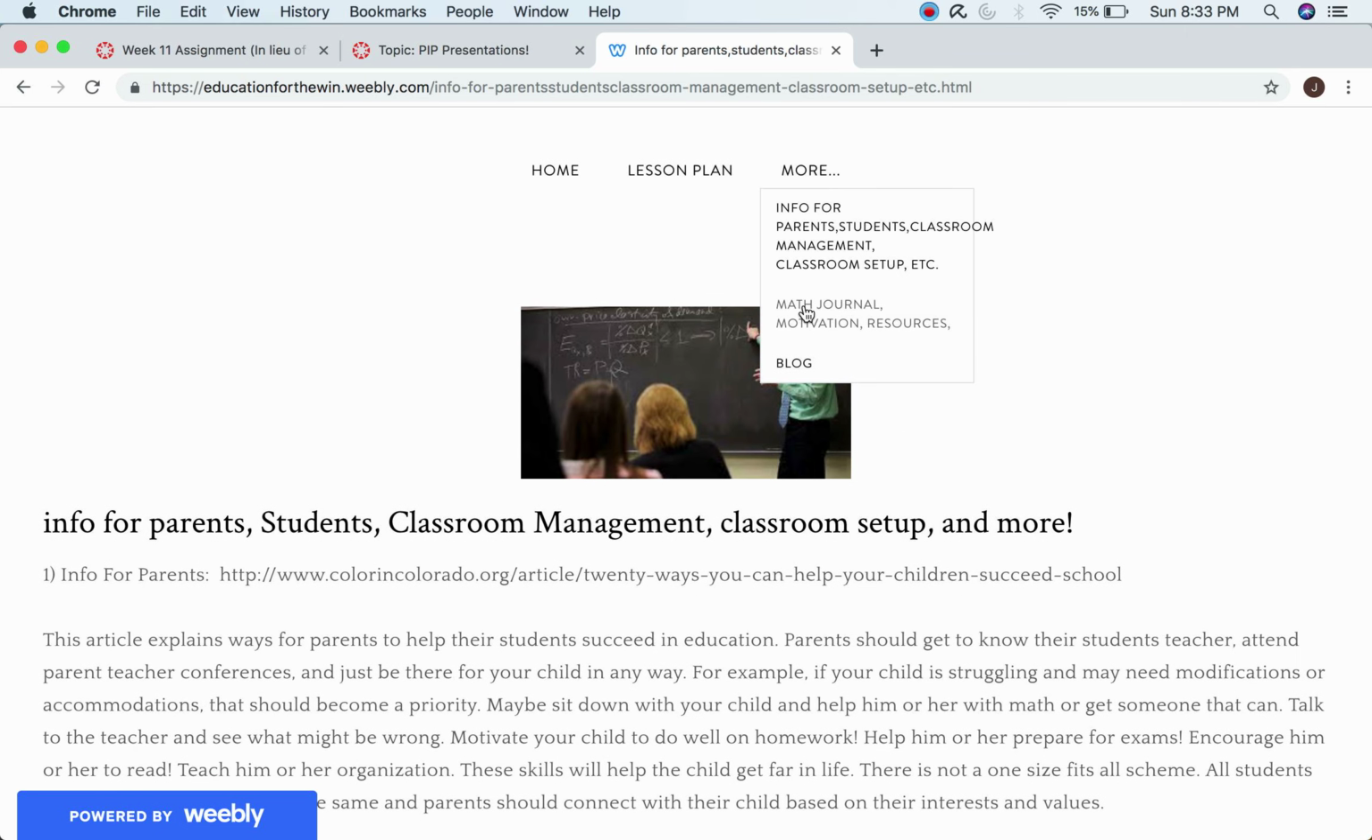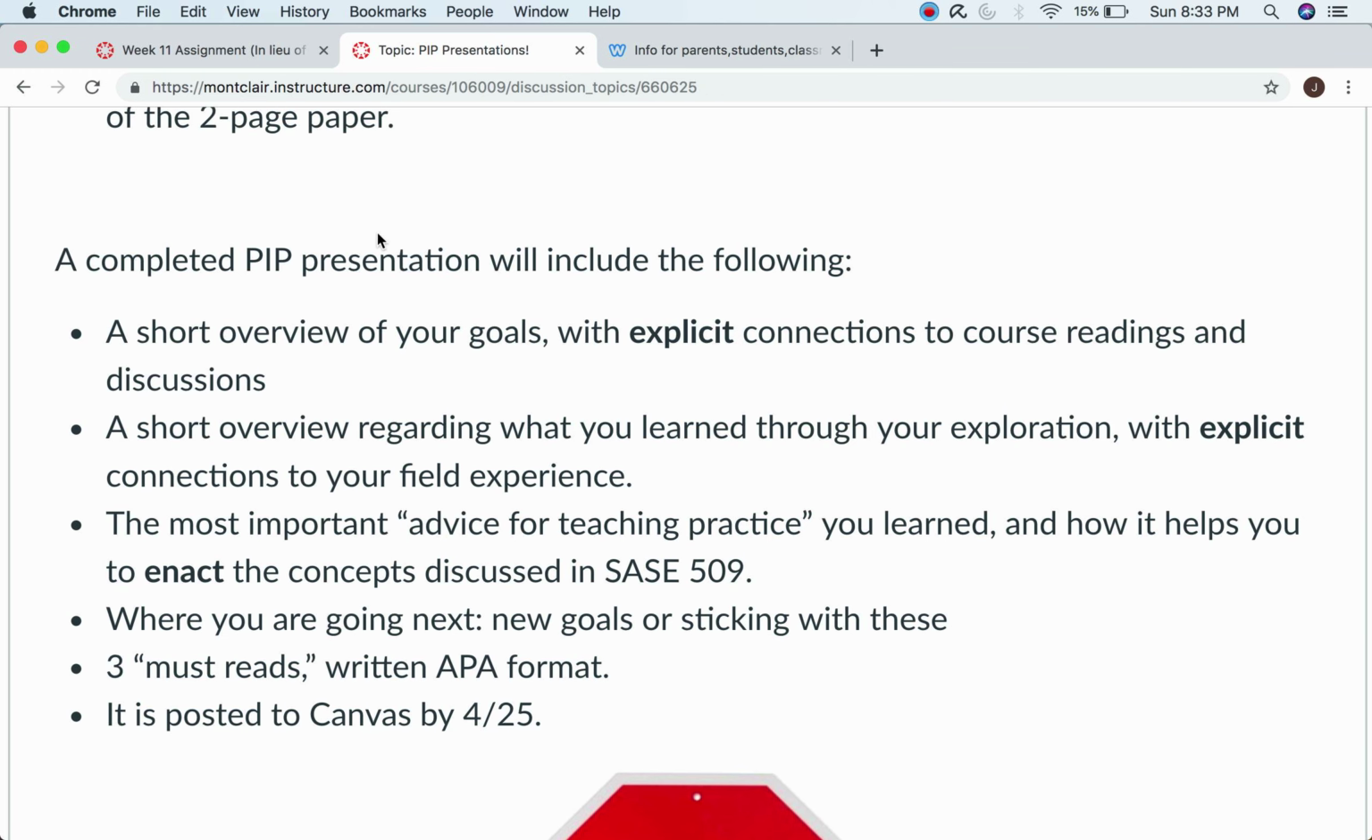I also have, you could use a math journal, a blog. We got to be creative, and that's a way. I could also reach my PIP goals by being creative.